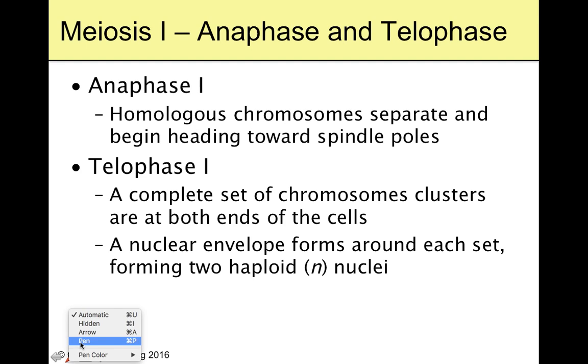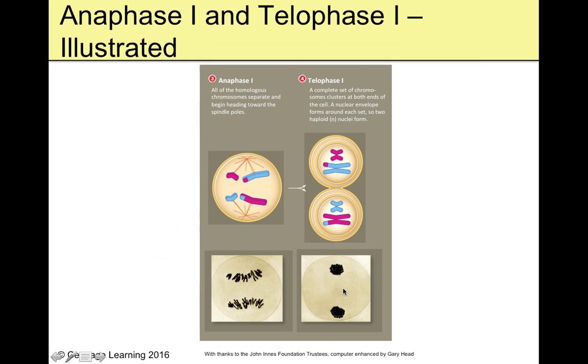Anaphase 1, you know what happens in anaphase already. Our chromosomes are going to separate, head towards opposite poles. Telophase 1, the sets of chromosomes are clustered at both ends of the cells, and we go ahead and form a new nuclear envelope around each set, and we have 2 haploid nuclei.